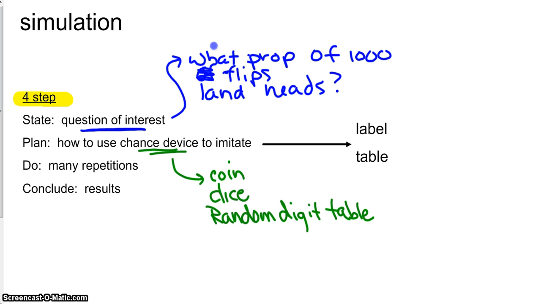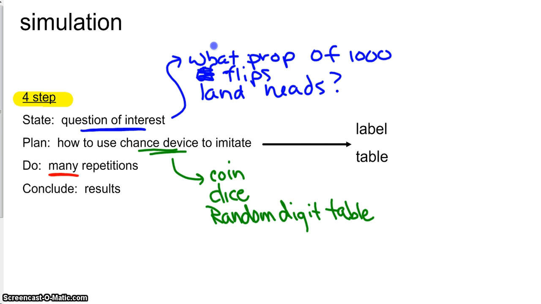The 2 things we have to do is we have to label. That's going to be saying, okay, with the coin, heads is heads, tails is tails. With the dice, I could say 1, 2, and 3 represent a head, 4, 5, and 6 represent a tail. With the random digits table, odds are heads, evens are tails, or I could even just go 0 is heads, 1 is tails. And when we get to the calculator, we can make that even easier. And then I go to my table or whatever I'm using. So that's kind of the idea of your chance device.